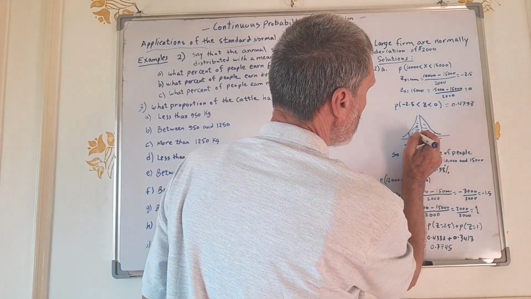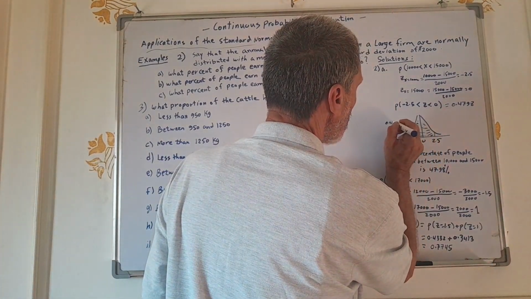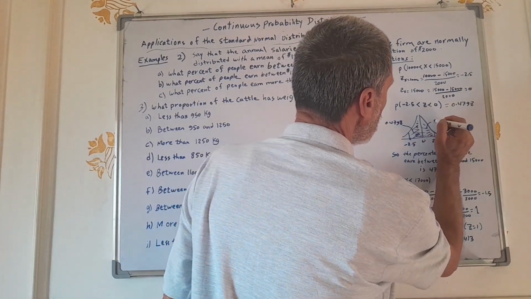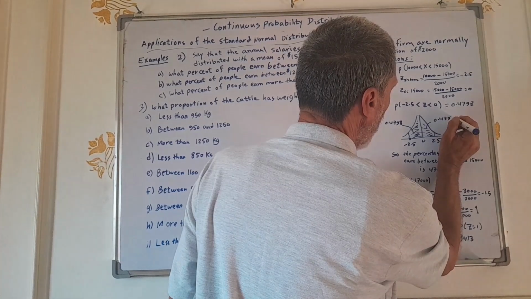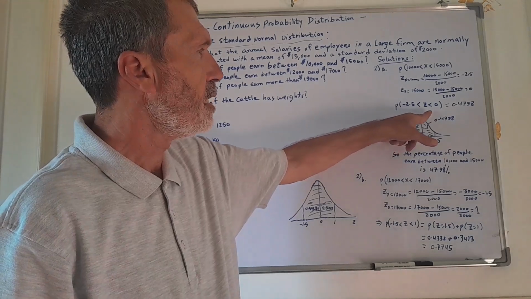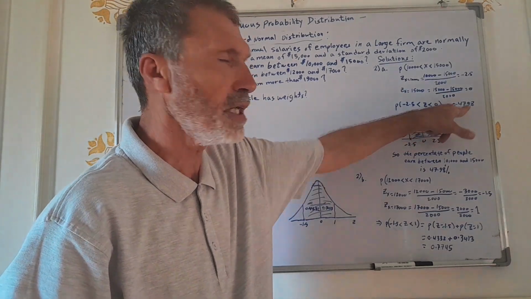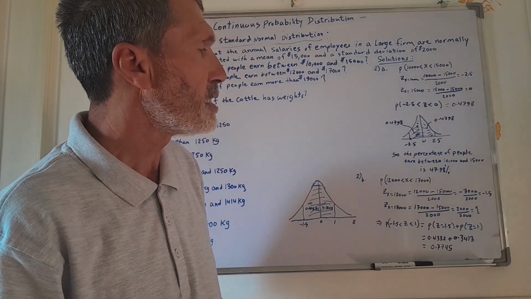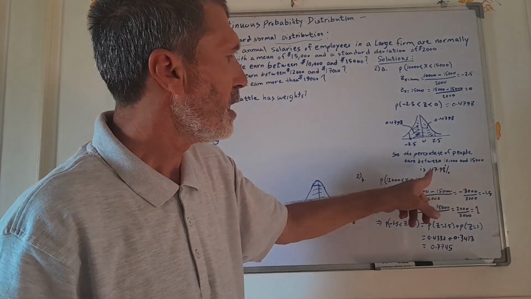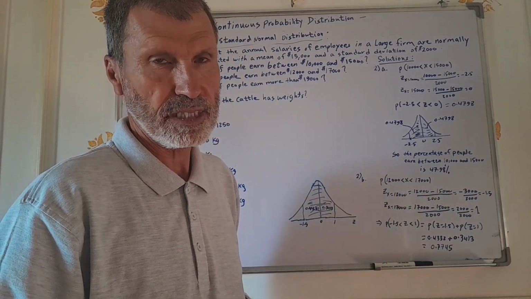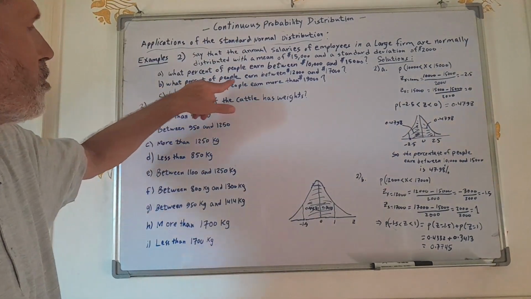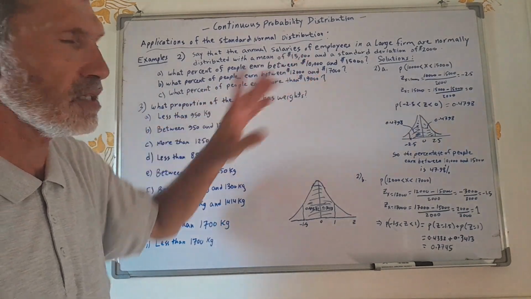So this is 0.4798, the same as this one here. So now the probability of z between minus 2.5 and 0 is 0.4798. So the percentage of people who earn between 10,000 and 15,000 is 47.98%. Now, the second part: what percent of people earn between 12,000 and 17,000?